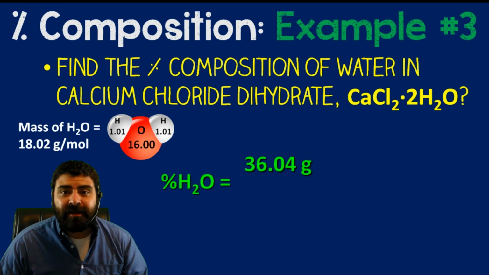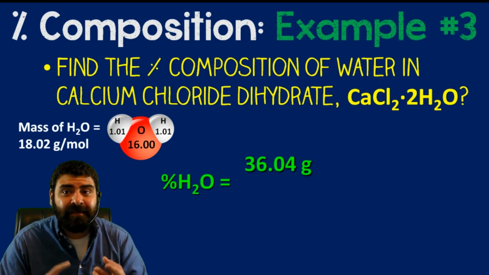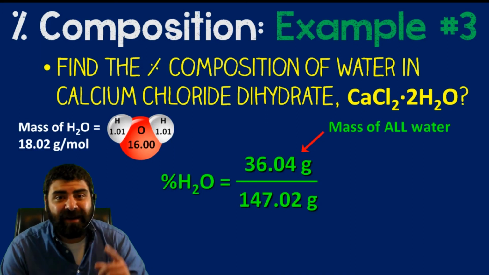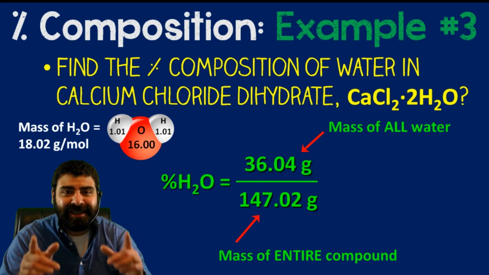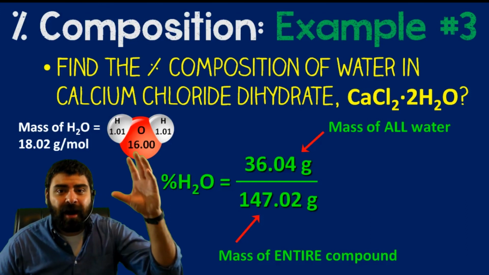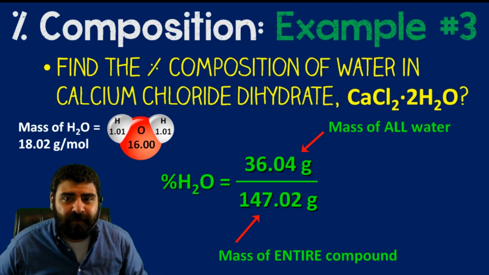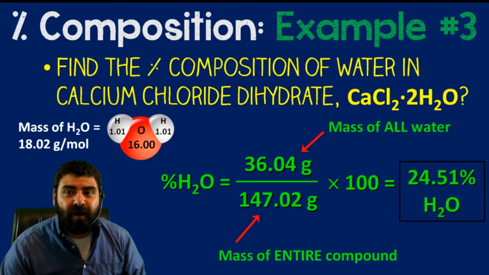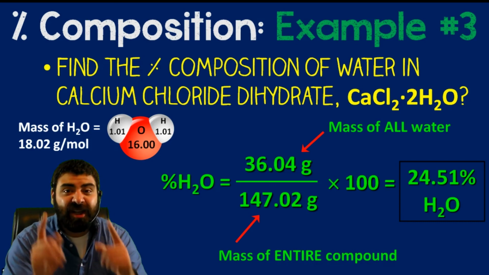Now we need to find the whole. We add those 2 molecules of water, that 36.04, to the molar mass of 1 calcium and 2 chlorines, and we get a total mass of 147.02 grams. That's the entire compound. So now we use the same percent composition formula of part over whole, and we see the part that's water, 36.04, divided by the whole of 147.02 grams. Don't forget, times 100, and you get a percentage of water of 24.51%.